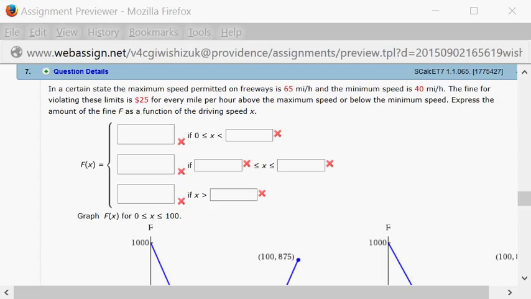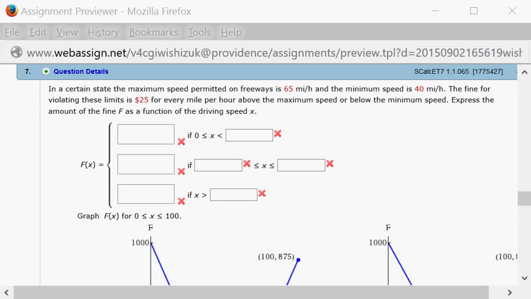All right, let's look at homework 1.1, problem number 7. On a freeway, the maximum speed is 65 miles per hour and the minimum speed is 40 miles per hour. The fine is $25 for every mile per hour above the maximum speed or below the minimum speed.